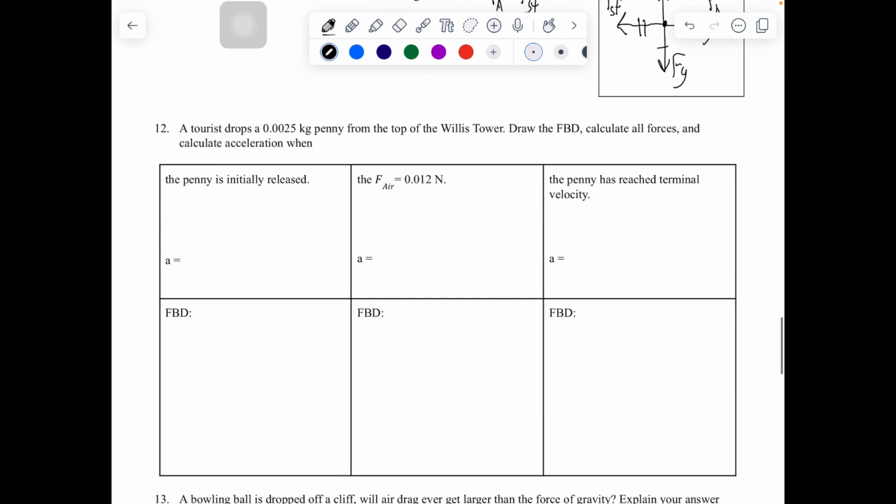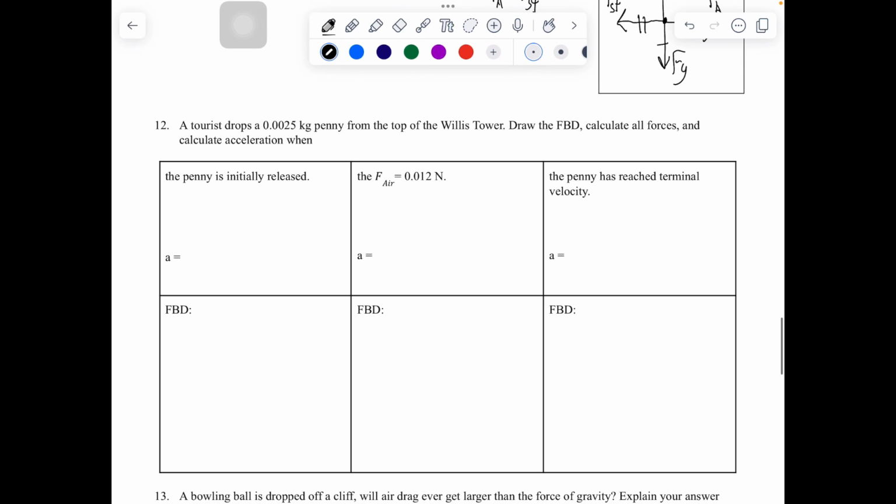Number 12. Tourist drops a penny, 0.0025 kilogram penny from the top of the Willis Tower. Draw the free body diagram, calculate all forces, and calculate acceleration when the penny is initially released. All right, this is dealing with air resistance. Well, draw a free body diagram, calculate forces, calculate acceleration. Okay, penny is initially released. It's not yet moving. The only force is gravity.